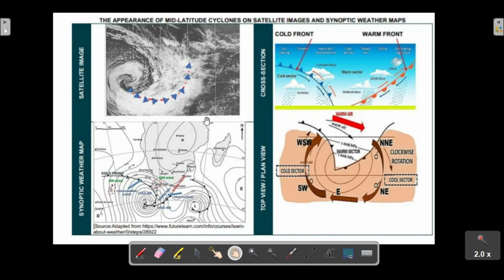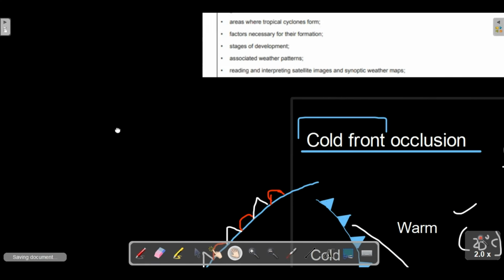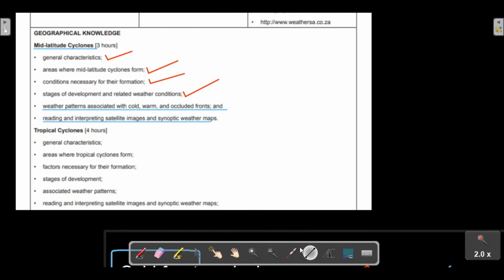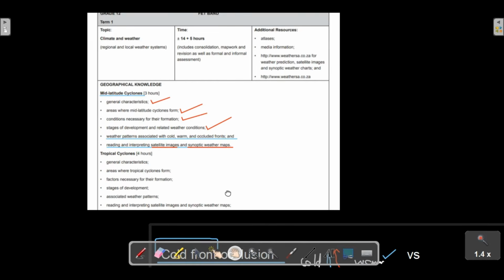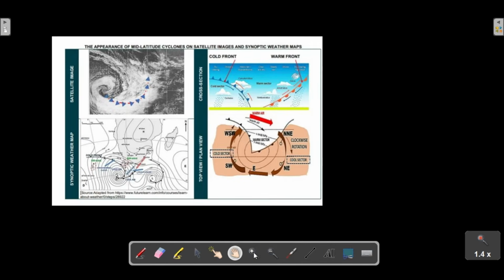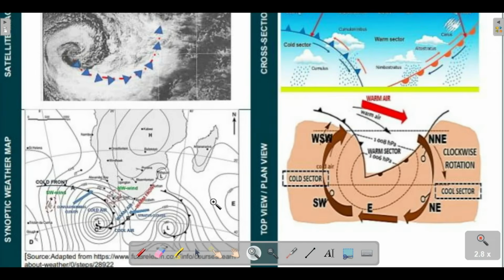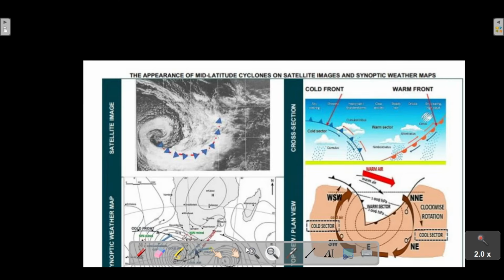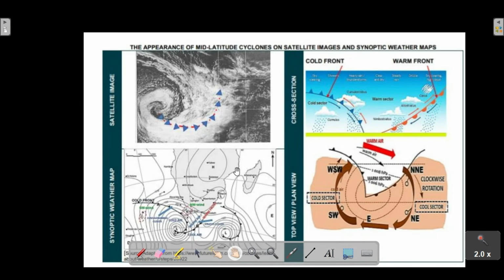So right over here, remember guys that you should be able to identify and interpret mid-latitude cyclones in satellite images. You should be able to identify them in synoptic weather maps. I'm not going to get deep into it, but I'm just going to tell you the important points, okay, to identify these. Right. So for some of you, you've already done mid-latitude cyclones and tropical cyclones. So for those of you who are writing, those of you who have been studying for yourselves, you must already know the difference between those two.